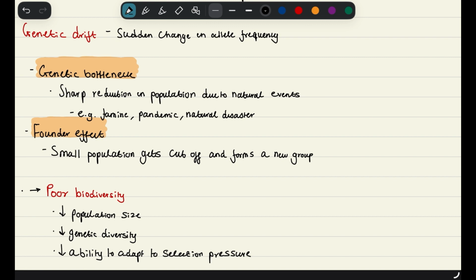So a genetic bottleneck is when we have a really sharp reduction in population size due to a natural event. This could be a famine in the land, a pandemic that kills a bunch of the organisms, or a natural disaster, again, killing a bunch of organisms. Essentially, what's really happening is a large section of the population is dying off. So now you have a really small population left.